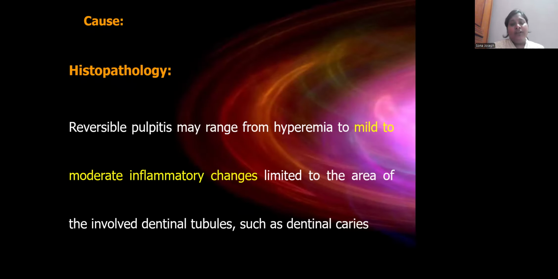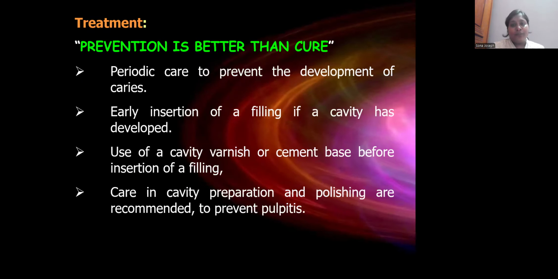Histopathologically, if you observe, there will be mild to moderate inflammatory changes with presence of PMNL cells or lymphocytes limited to the area of involved dentinal tubules, such as dentinal caries. And when a patient comes, prevention is always better than cure. Always try to not cause any caries or fracture or anything to reach up to the pulp.